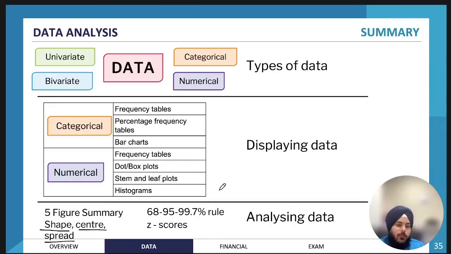And then in terms of normal distribution, we really need to understand the 68, 95, 99.7% rule, and use that to estimate probabilities or the number of data values that might be above or below a particular standard deviation. And we also need to know how to standardize data using z-scores.